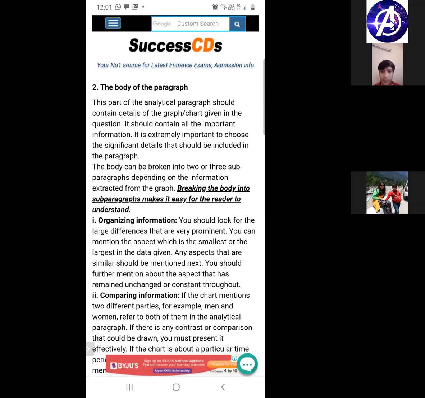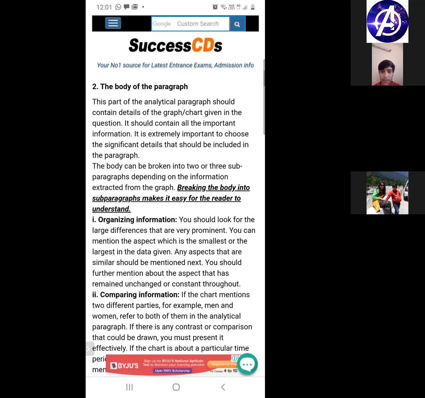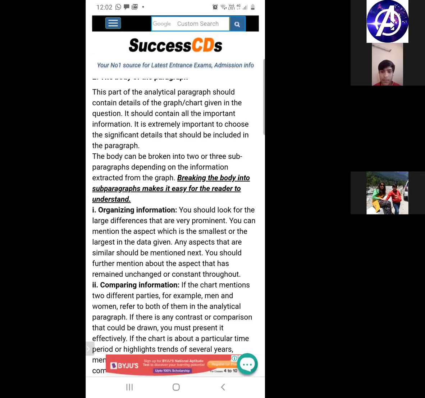The body can be broken into two or three subparagraphs depending on the information extracted from the graph. Breaking the body into subparagraphs makes it easy for the reader to understand.